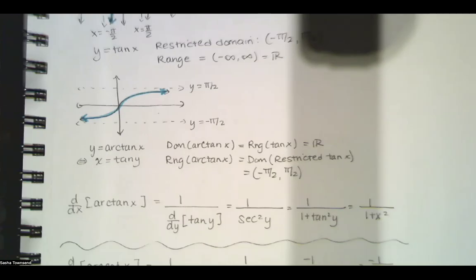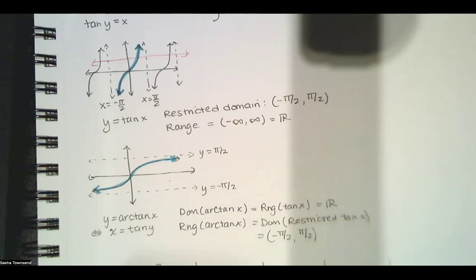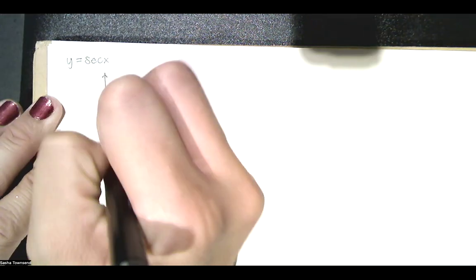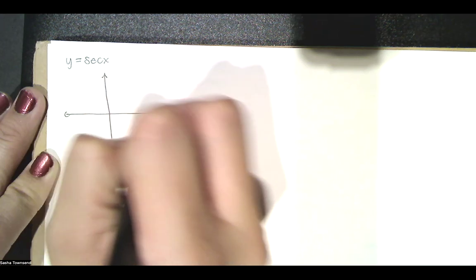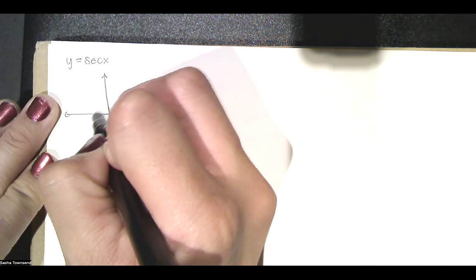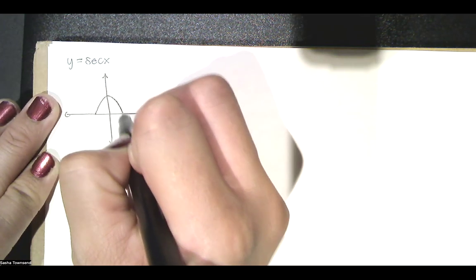Now we can do the same thing with the arc secant function and the arc cosecant function. So let's do that. In order to do that, it's helpful to look at the secant graph. I actually don't remember what the secant graph looks like off the top of my head unless I graph the cosine function. The cosine looks like this.